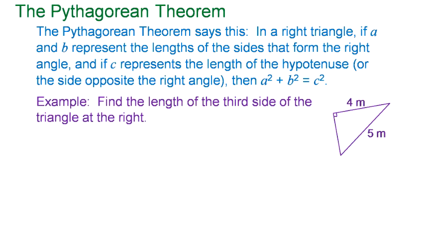Now let's look at how I can apply that to the triangle you see here. First of all, I'll note that the square in the left corner of this triangle tells me that that angle is a 90-degree angle.